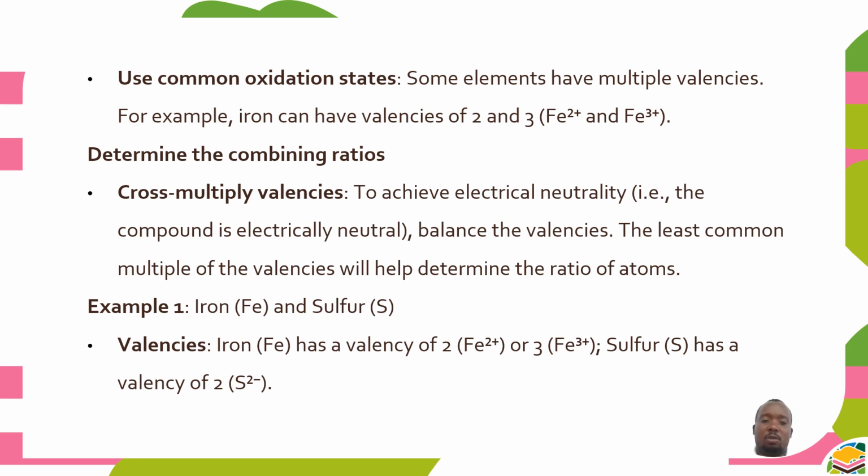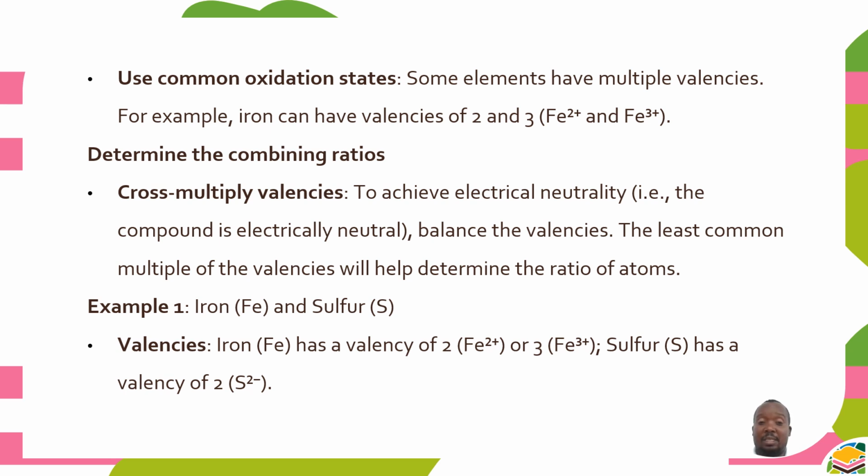Then you are supposed to determine the combining ratios. You cross multiply the valences. The valences, you have to cross multiply them. So to achieve electrical neutrality, that is the compound is electrically neutral, balance the valences. How do you balance the valences? The least common multiple of the valences will help determine the ratio of atoms. So there you say the compound is electrically neutral. So you balance the charges.